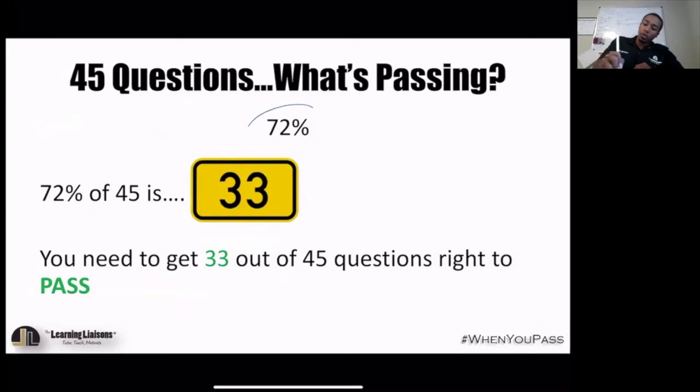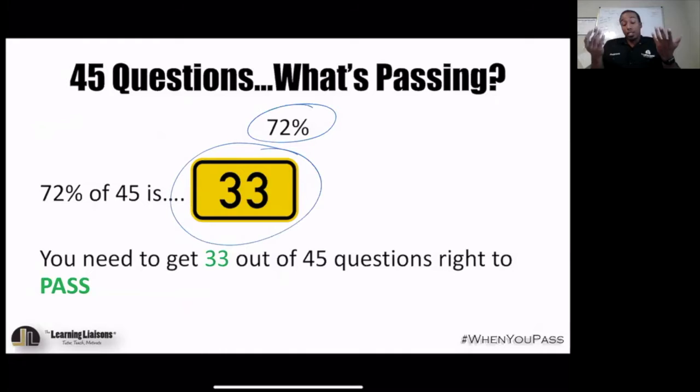You need 72% to pass. And if every question was rated the same, that means that you need 33 questions correct. All right. So what that means is you can get 12 questions wrong. And as long as those 12 questions are balanced, like let's say 6 easy and 6 hard ones, if you get that many wrong, you're good. You're good and you pass. You have 12 questions that you can get wrong.